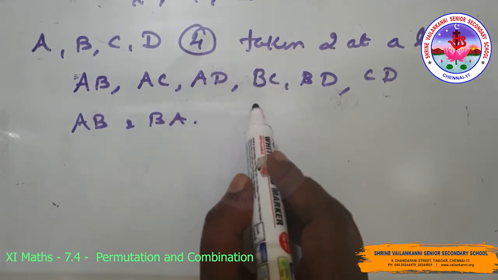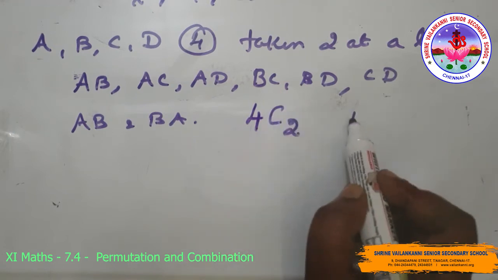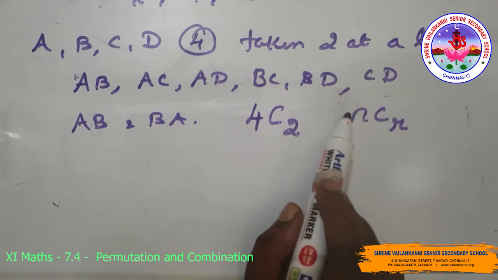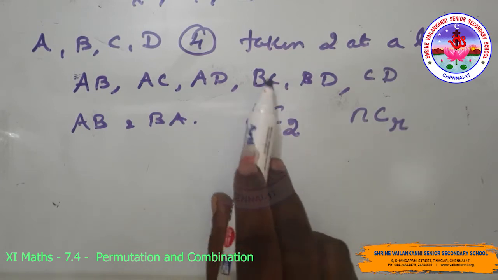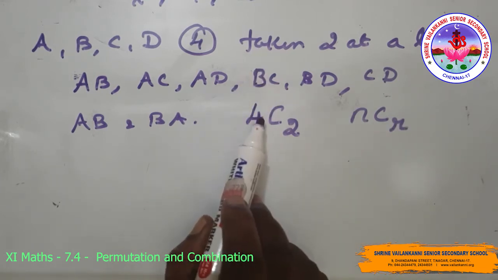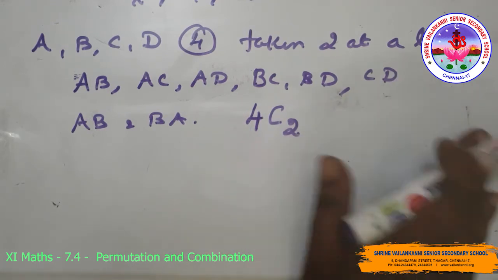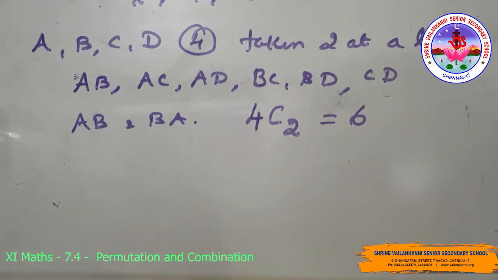So we can write this as 4 objects taken 2 at a time, which is nCr. n is the number of objects, 4, and r is the number of objects taken at a time. So this can be written as 4C2. So we get 6 combinations taken 2 at a time from 4 different objects.